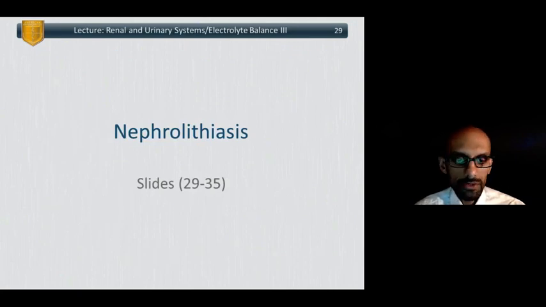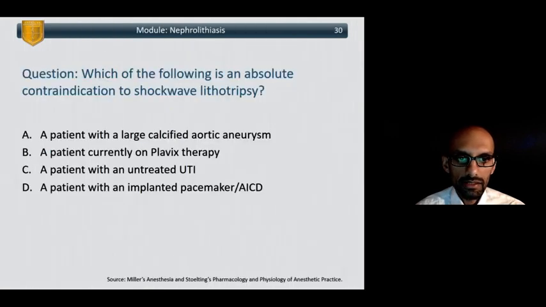More urologic considerations for the Part 2 exam include management of nephrolithiasis. Which of the following is an absolute contraindication to shockwave lithotripsy? Very similar to a question that was asked in previous years. Your choices include a patient with a large aortic aneurysm, patient on Plavix therapy, patient with untreated UTI, patient with implanted pacemaker AICD.